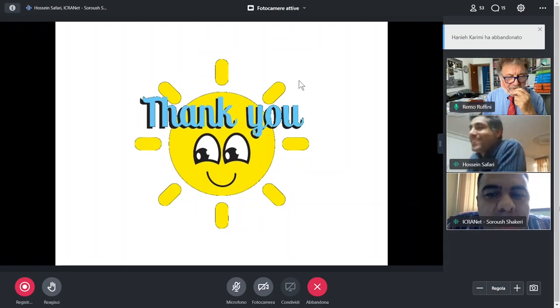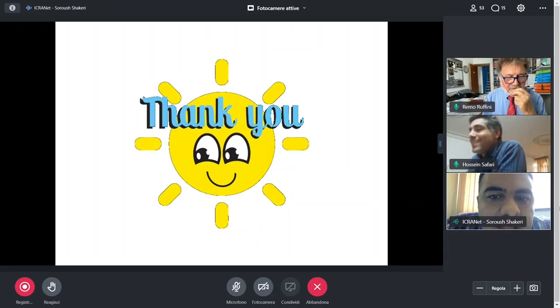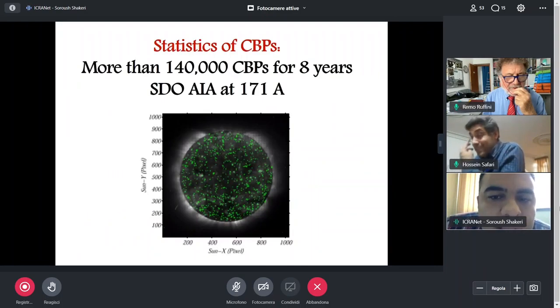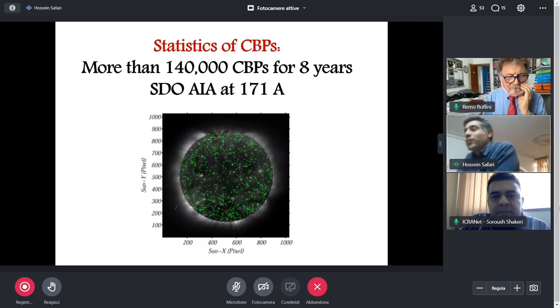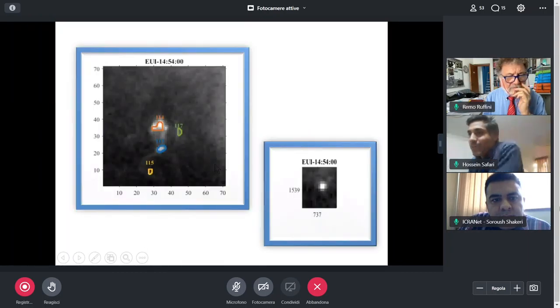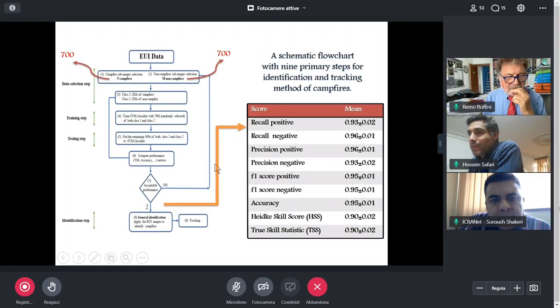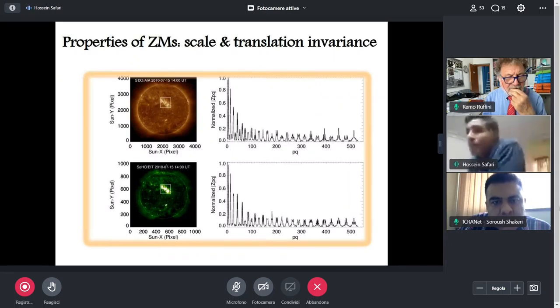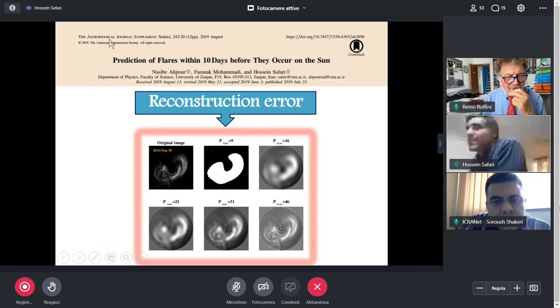My question is about one of the slides where you were talking about the prediction of the flares on the sun. Can you please explain a bit about the parameter space of this prediction, or explain the details of that? Yeah, thank you. Actually, we developed this machine learning method firstly for prediction of large solar flares. Let me go back to that slide. This one. We published this result for prediction of solar flares in the Astrophysical Journal Supplement Series. And we show that our method predicts the flares within 10 days before they occur on the sun.